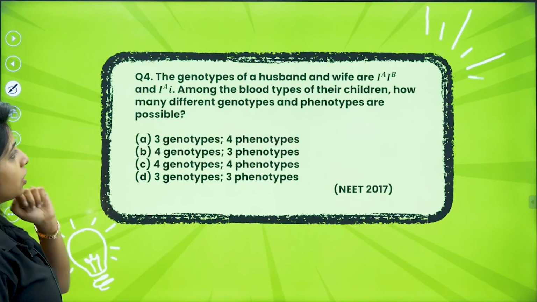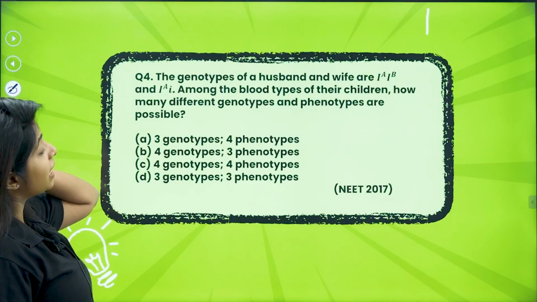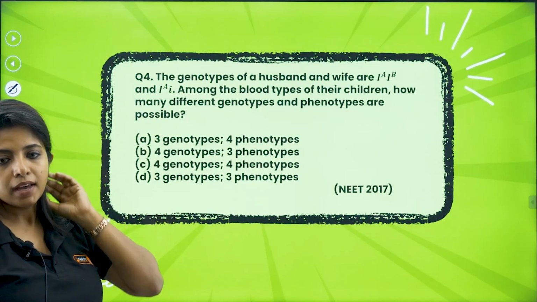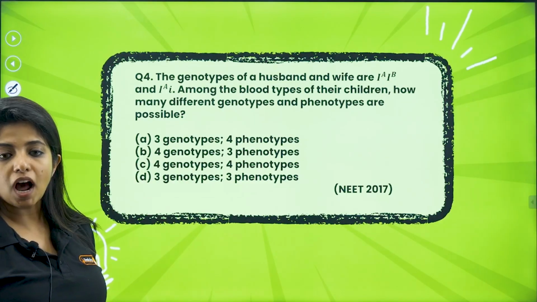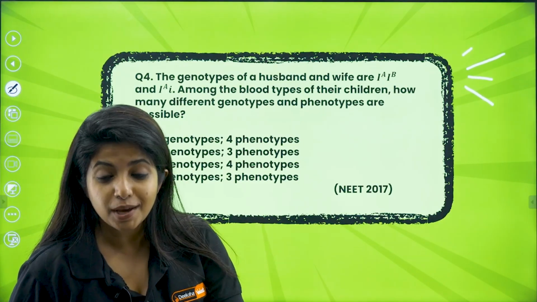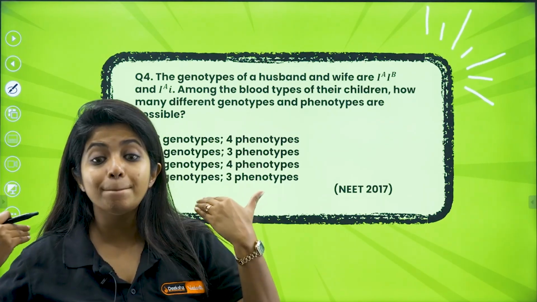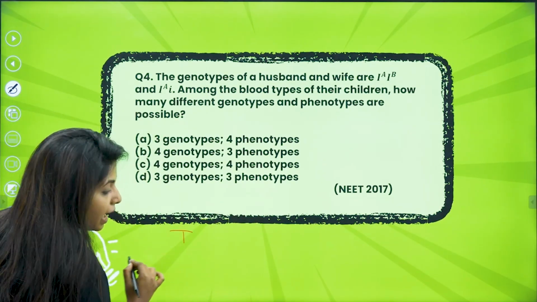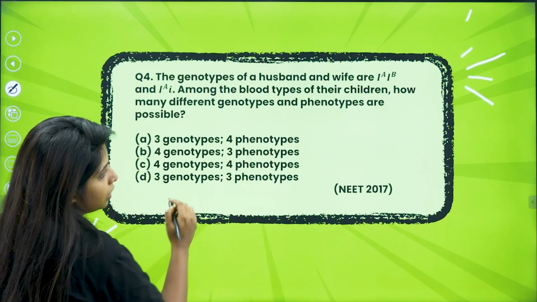Now, the genotypes of a husband and a wife are IAIB and IAIO. The small I means IO. Among the blood types of their children, how many different genotypes and phenotypes are possible? Genotypes means genetic makeup. Phenotypes means physical appearance, my dear children. Okay, so let's try to solve it.